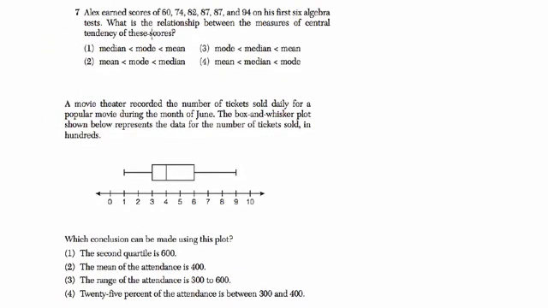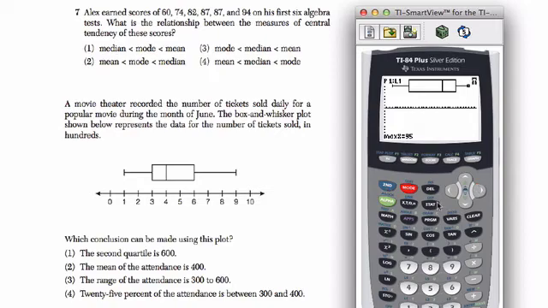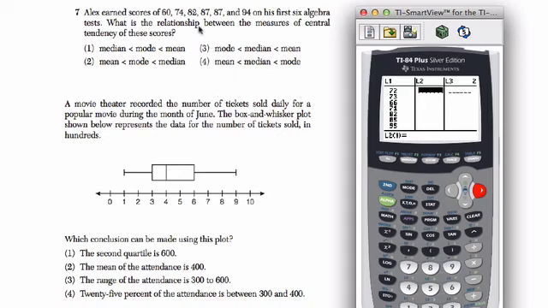Okay, Alex earned these scores. And what is the relationship between the measures of central tendency? Okay, so here I'm going to go back to my list function. Stat edit. I'm going to use list 2. So our values are 60, 74, 82, 87, 87, and 94.